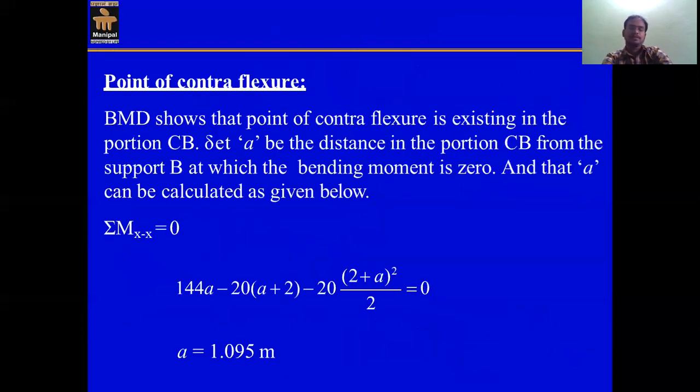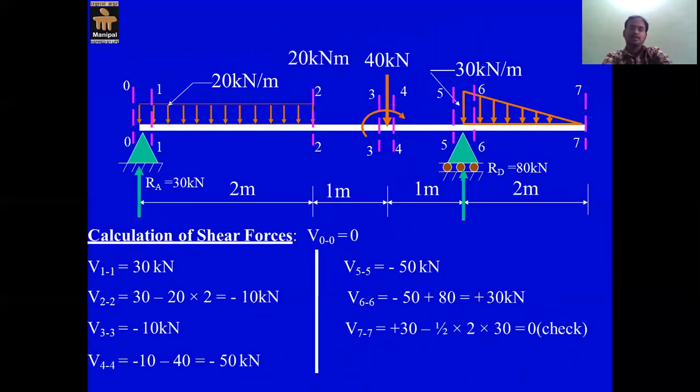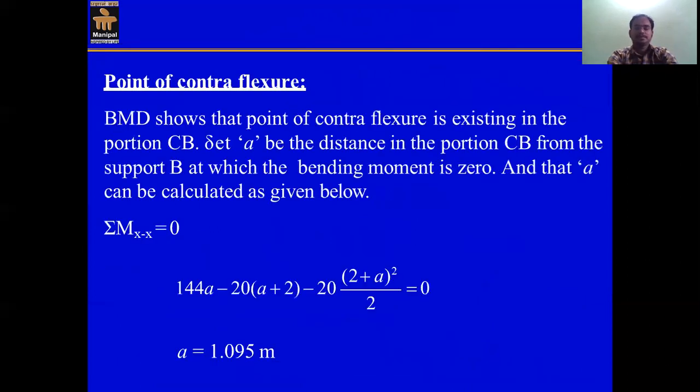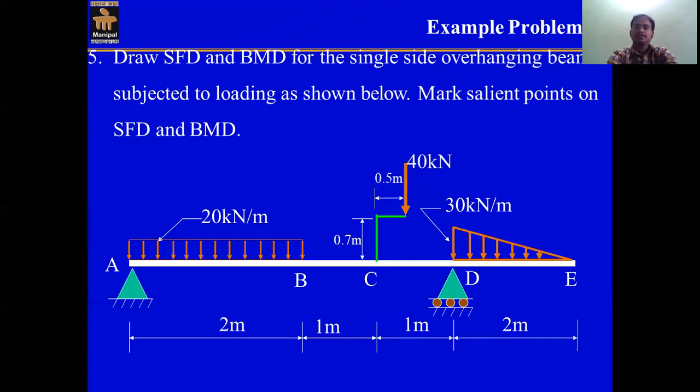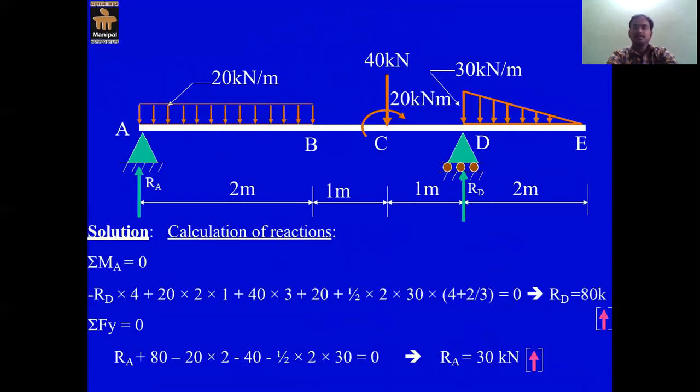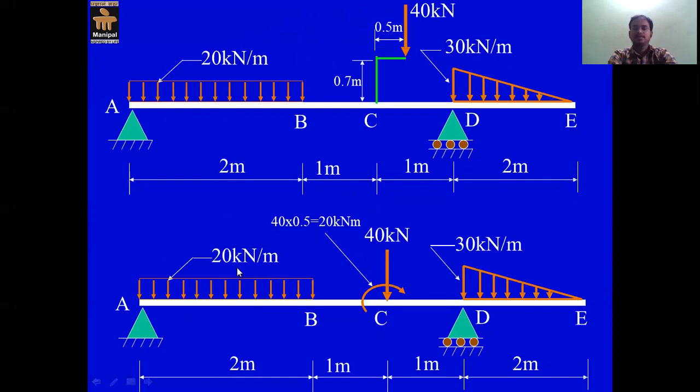So this is another problem. We have completed all the types in the second unit. We are left with some more important problems. Here, this problem includes some moment. It is given that some moment is acting here.